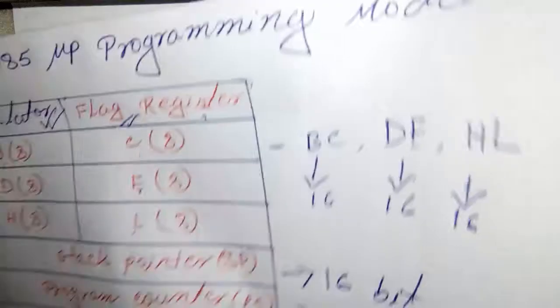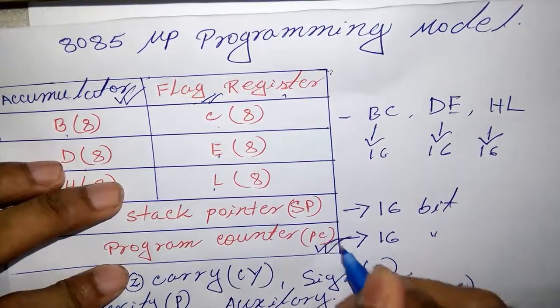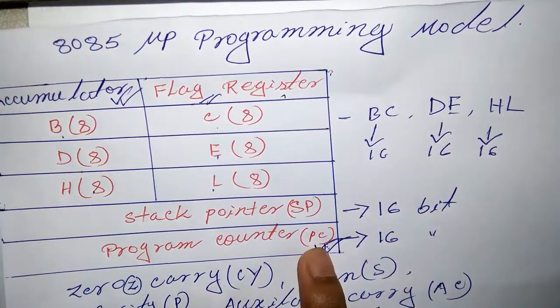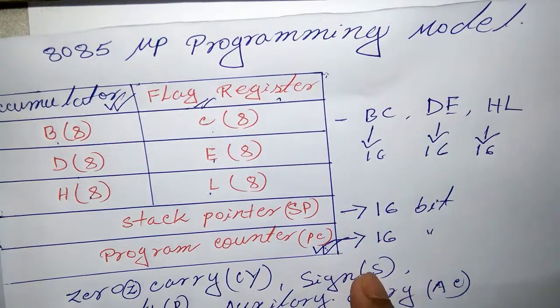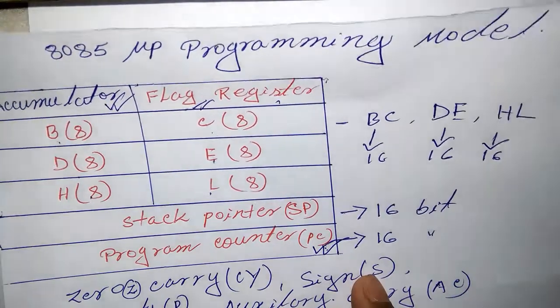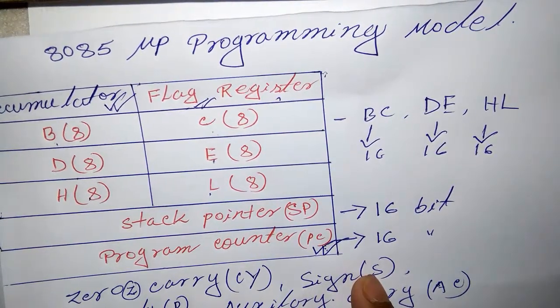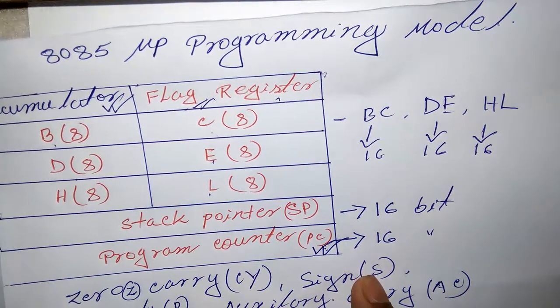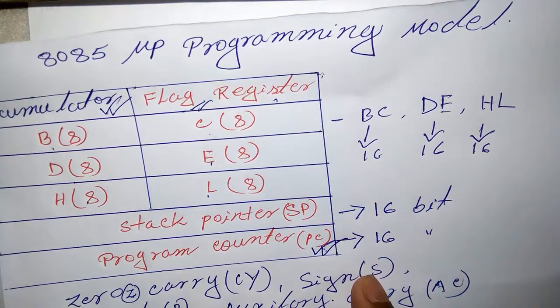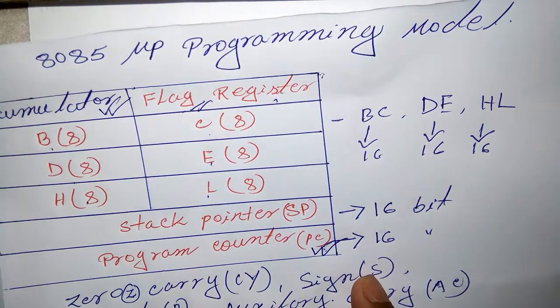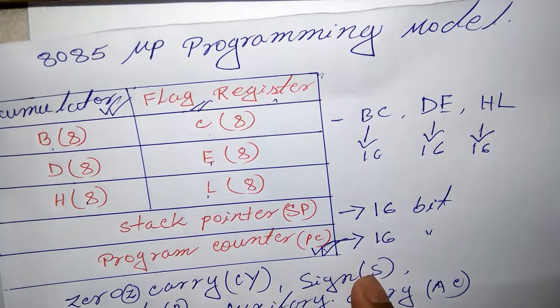Now I discuss the program counter, which is indicated by the short form PC. This 16-bit register deals with sequencing and the execution of instructions. The register is a memory pointer. Memory locations have 16-bit addresses, and that is why this is a 16-bit register. The microprocessor uses this register to sequence the execution of the instructions.